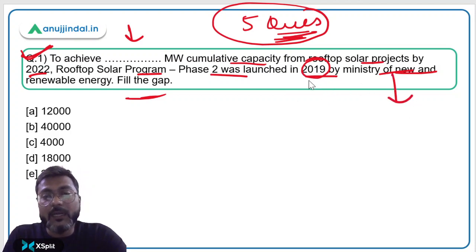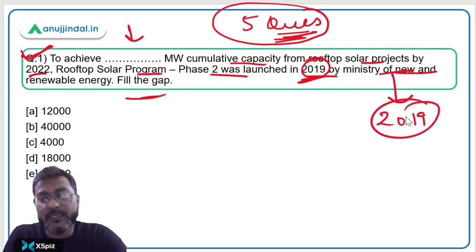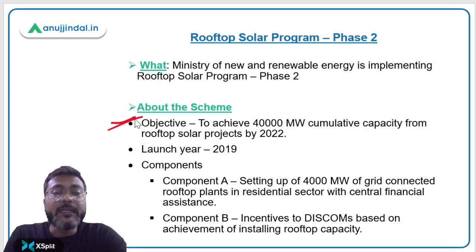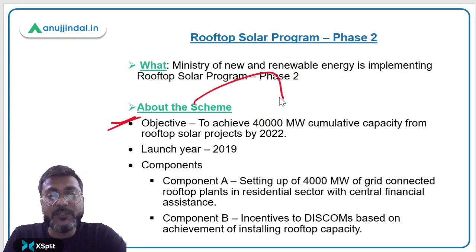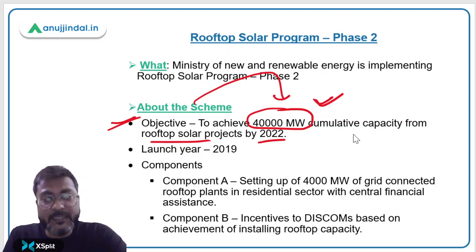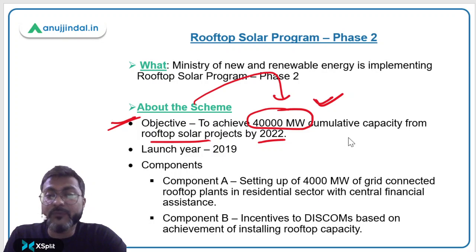As already mentioned in the question that it was launched in the year 2019, it means it is not a new scheme. It is already under implementation. So let's talk about this scheme. Remember, the objective of this scheme is to achieve 40,000 megawatt cumulative capacity from rooftop solar projects by the year 2022. So that must be the correct answer to our question: 40,000 megawatt.